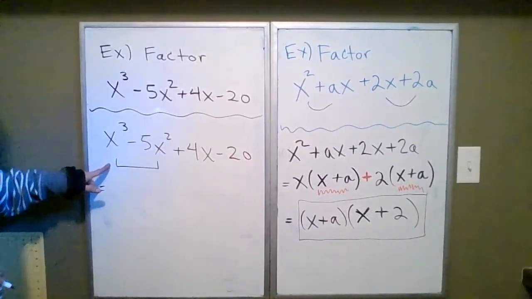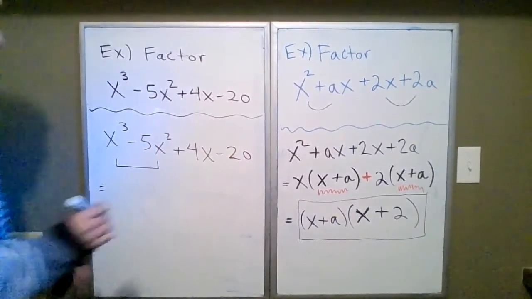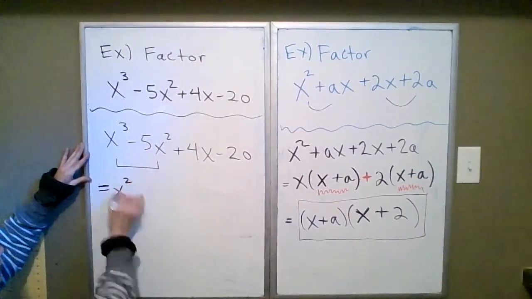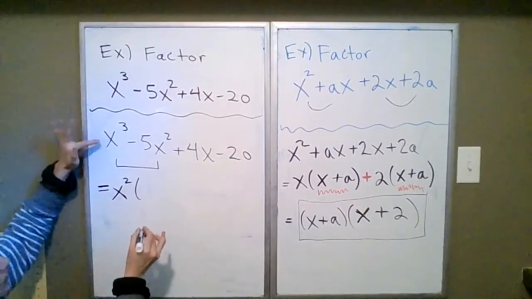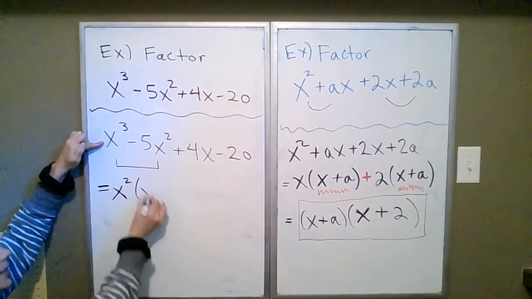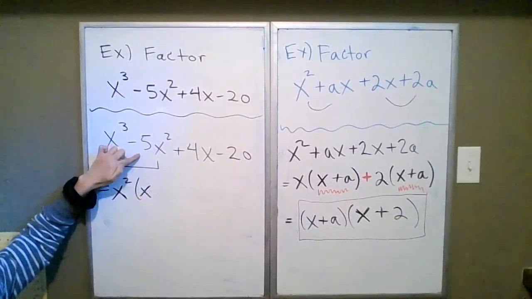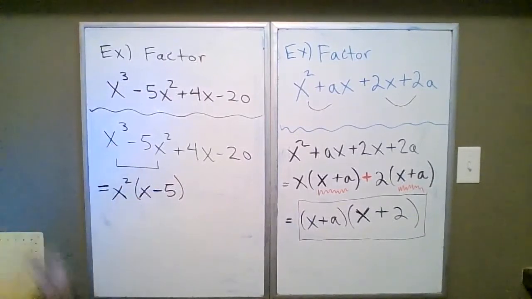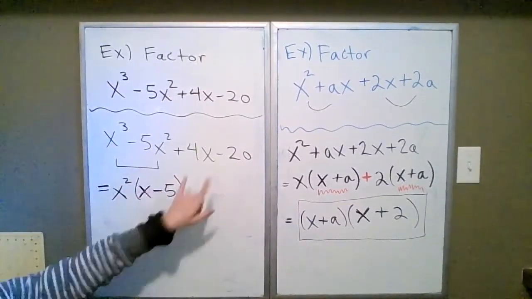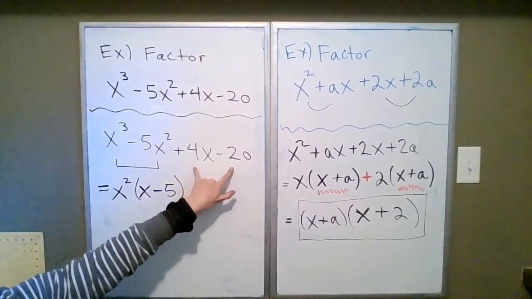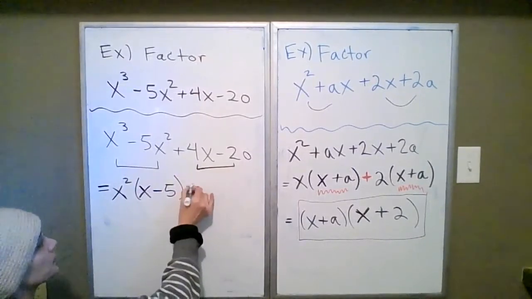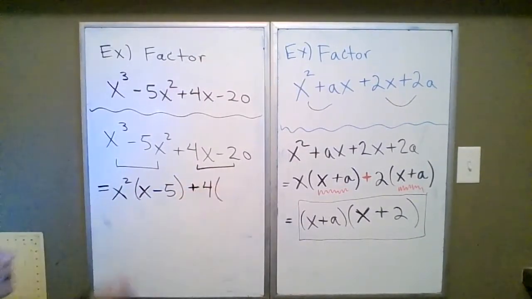From that pair, we're factoring out x squared, the GCF, just for those two terms though. So x squared factored from x cubed leaves an x. X squared factored from here leaves negative 5. From this pair, we're going to factor out positive 4, which would leave an x and a negative 5.